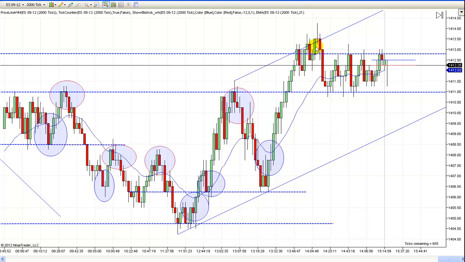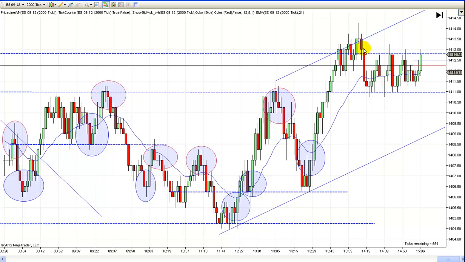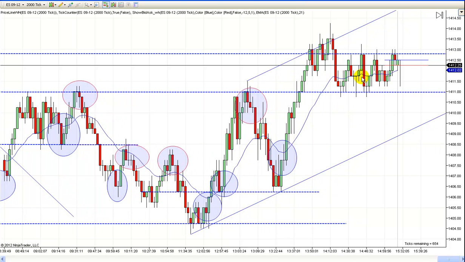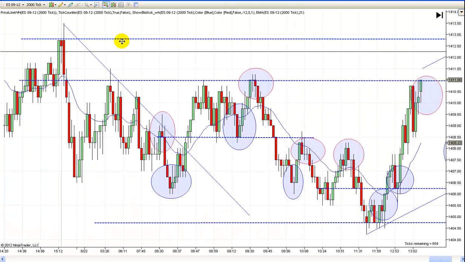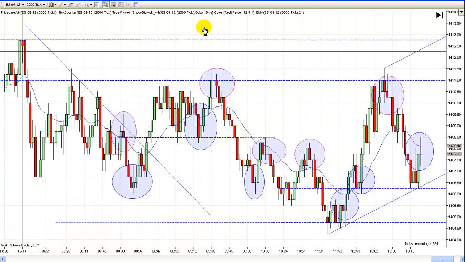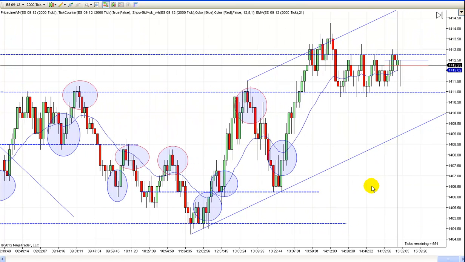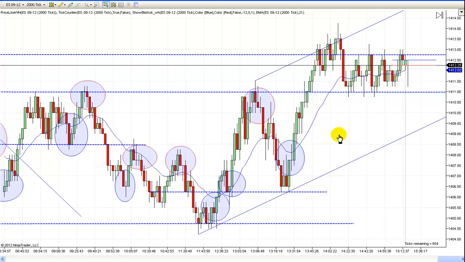By the time we got up in here, it was after 2 o'clock. We broke out of the range. You got to figure we're coming back to test it, but still it's too late. And you can see from then on, we just stayed in between the highs here, and this line up here was the overnight highs. The overnight high and the overnight low are always pretty important. You got to watch them. And so now we're stuck between that. Will we go higher or lower?